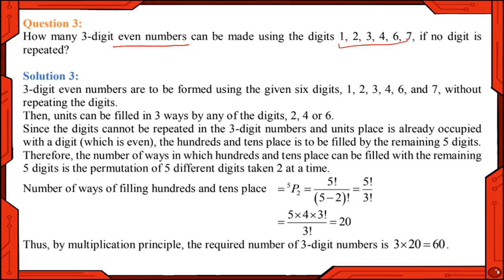How many 3-digit even numbers can be made by using these digits? How many total digits do we have? 6: 1, 2, 3, 4, 6 and 7, if no digit is repeated. First of all, we have to form 3-digit numbers, and we have to form 3-digit even numbers, right? So for the unit place, how many choices do we have, students? We have 3 choices here: 2, 4 or 6. Any of these numbers only can come here at the unit place, right?